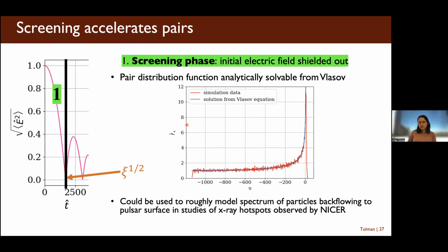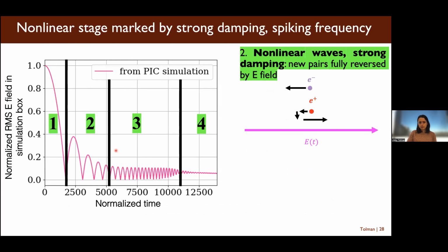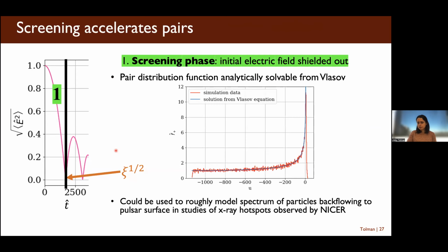In this stage, you can also solve for the pair distribution function analytically from the Vlasov equation. This is not that hard, but you can see simulation data and analytic solution in this plot as a function of momentum for the positron distribution. And this distribution function could be used to roughly model the spectrum of particles flowing back to the pulsar surface in studies of X-ray hotspots observed by NICER, which is a mission that looks at pulsars.